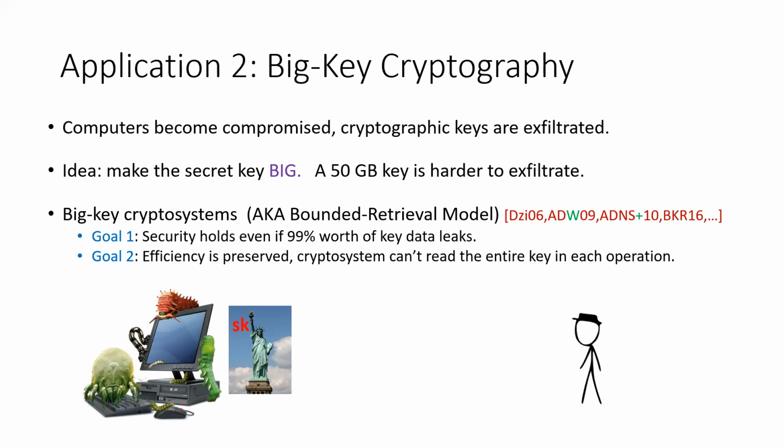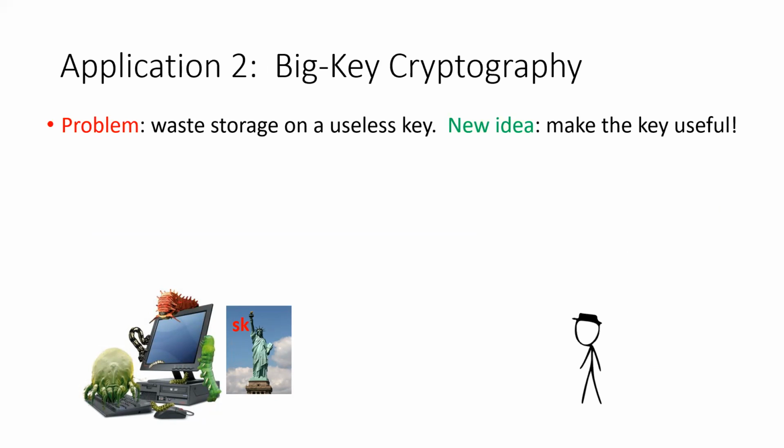There's been a lot of work constructing these types of crypto systems. We know how to do public key encryption and authentication, etc. But one problem common to all of these crypto systems is that they require the user to waste a huge amount of their hard drive space, of their storage, storing some useless secret key that is only useful for cryptography. So we're telling the user to spend gigabytes or terabytes of their storage just for cryptography, and users might not like that. And so the new idea in this work is let's not do that.